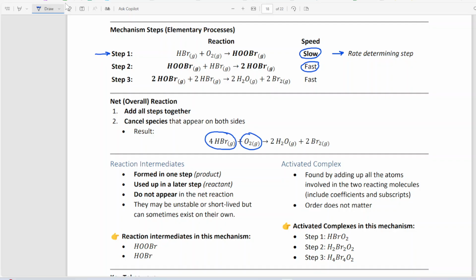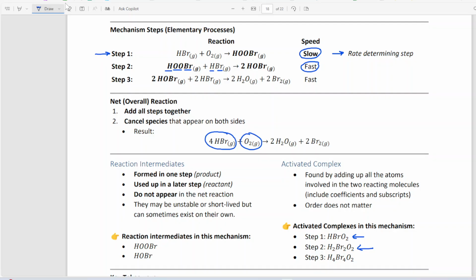1H, 1Br, and an O2 is my activated complex in step 1. In step 2, I've got a hydrogen and another hydrogen, so I've got two hydrogens. I've got a bromine and a bromine, so I have two bromines, and then I have two oxygens. So my activated complex would be H2Br2O2, right? There's two hydrogens, two bromines, and two oxygens, and it wouldn't matter if you wrote this as H2O2Br2.